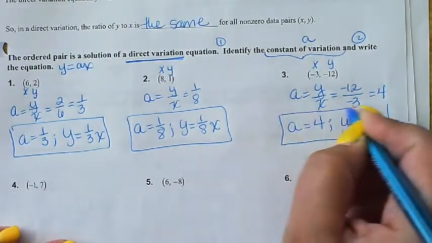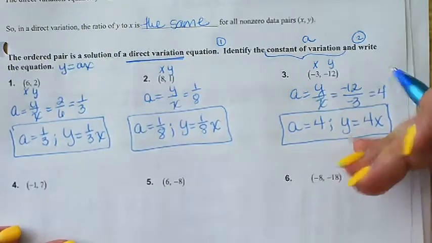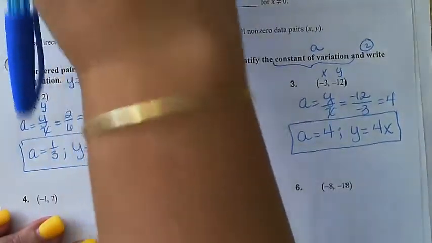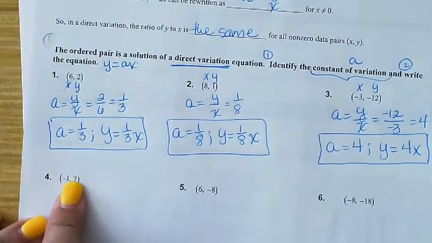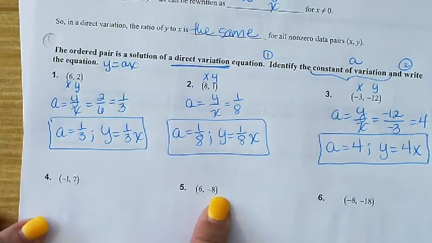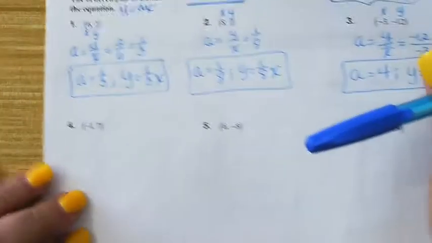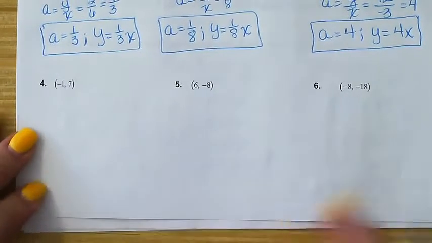So I would encourage you to press pause. Go ahead and pause the video. Try these next 3 on your own independently. See if you can come up with the constant of variation as well as the equation. And then press play and see how you do. Okay?